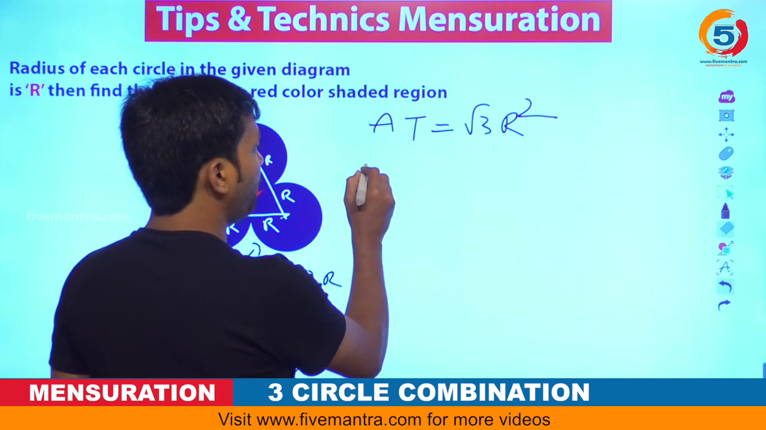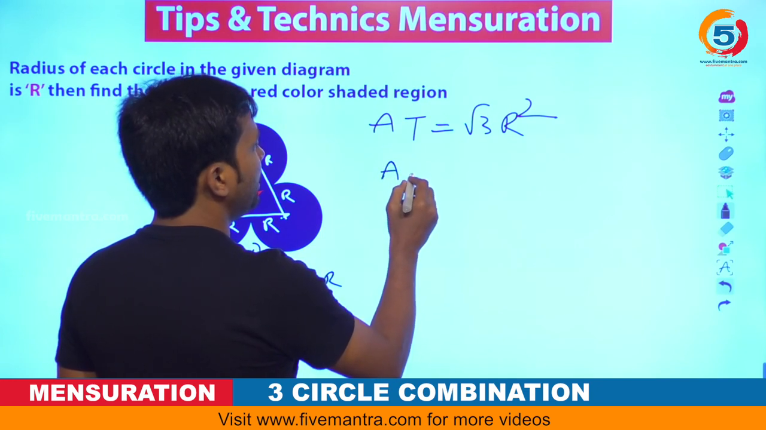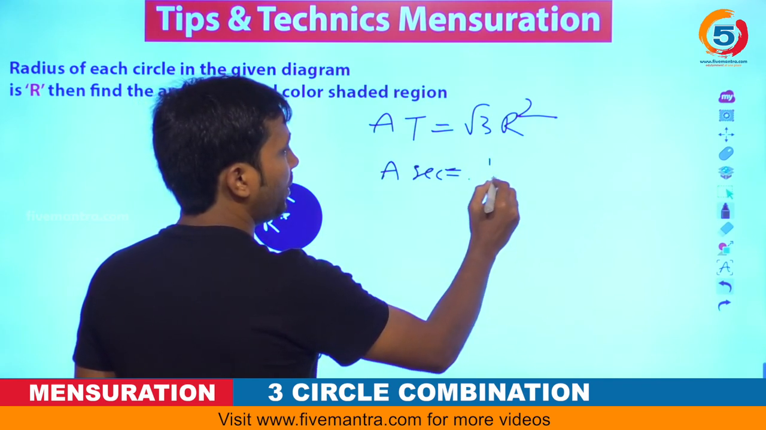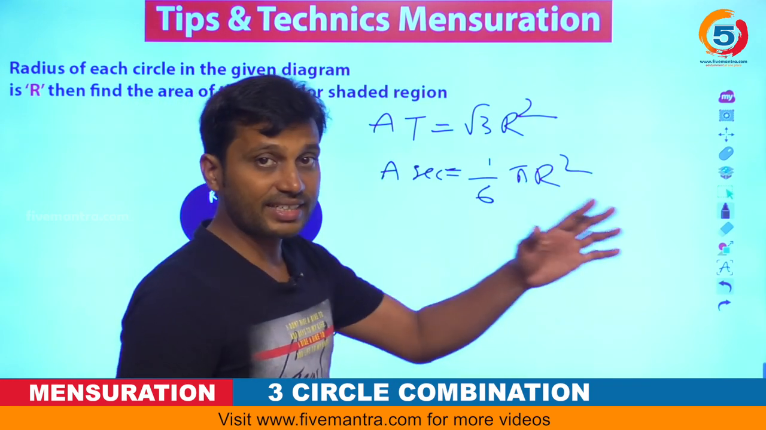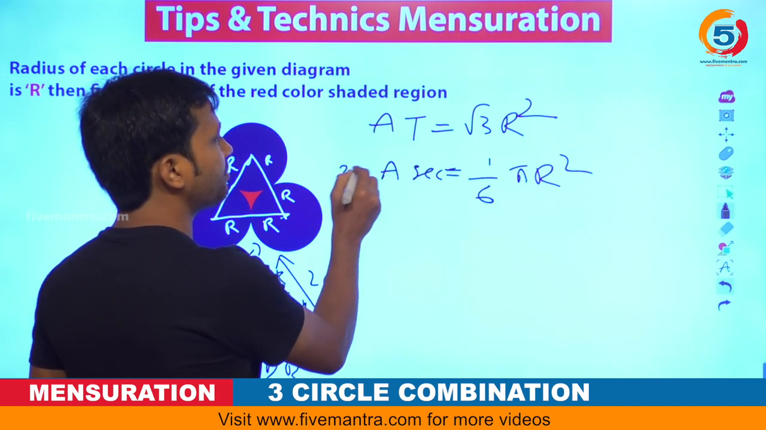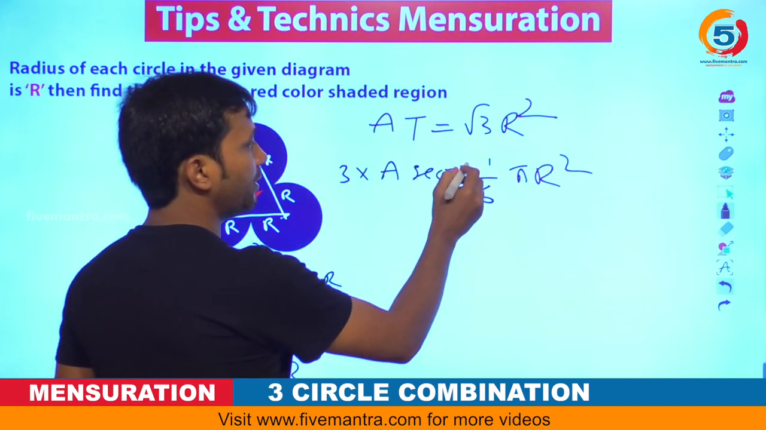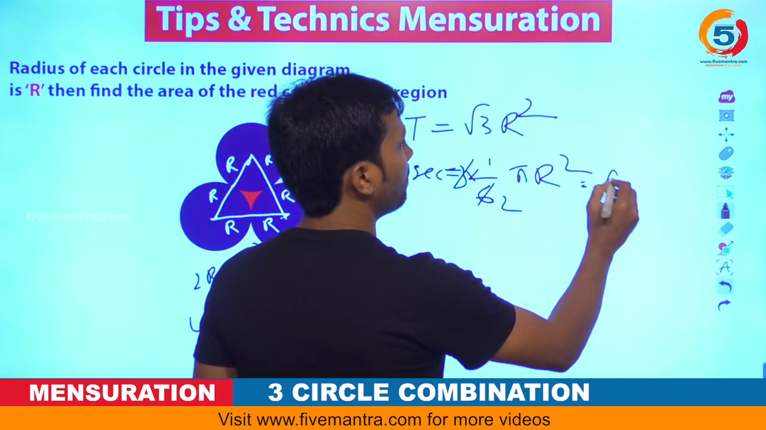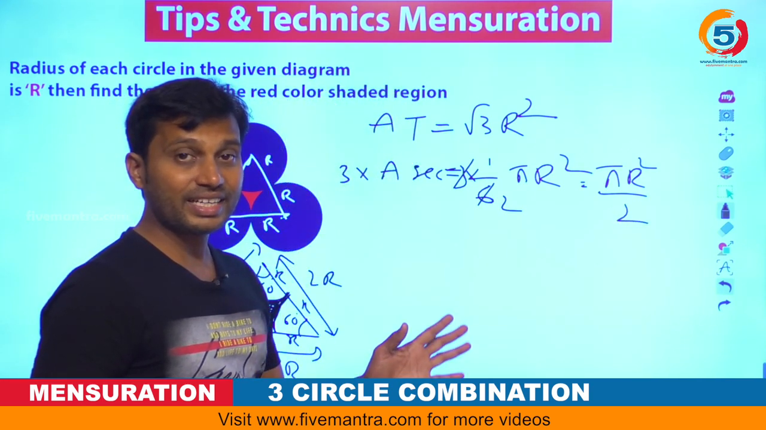And now the area of each sector, how much did we say? 1 by 6 pi r square. How many such sectors are taken? 3, right? So the area of 3 sectors would be 3 times the area of one sector, so we multiply by 3. When we multiply with 3, the 3 can be cancelled with the 6. So what is your final answer? Pi r square by 2. This is the area of the 3 sectors.